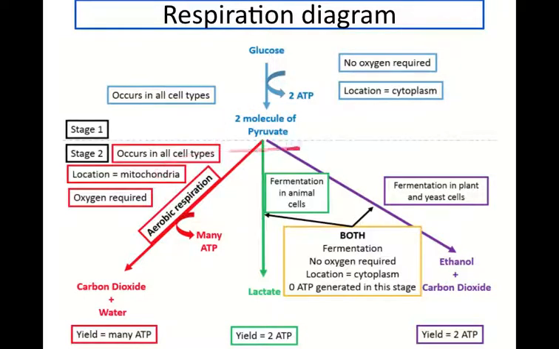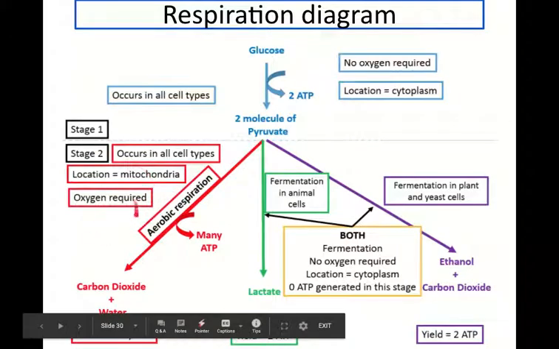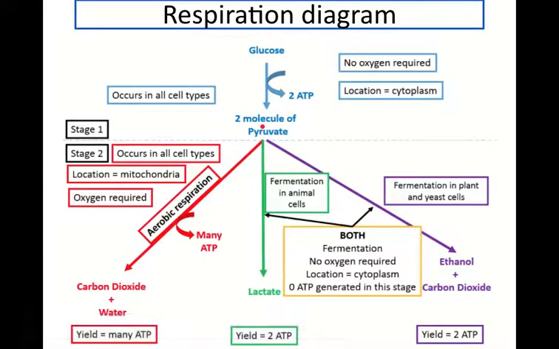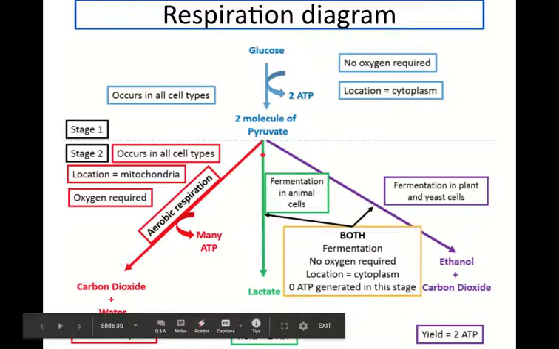What happens for stage 2 below this line depends on the type of cell and whether oxygen is present or not. If oxygen is present, all cell types do aerobic respiration within the mitochondria, where they break down 2 molecules of pyruvate into carbon dioxide, water, and many molecules of ATP. If oxygen is not present, however, fermentation happens, but what is produced depends on the cell type. So in animal cells, the pyruvate molecules are broken down into lactate, but in plant and yeast cells, they're broken down into ethanol and carbon dioxide.